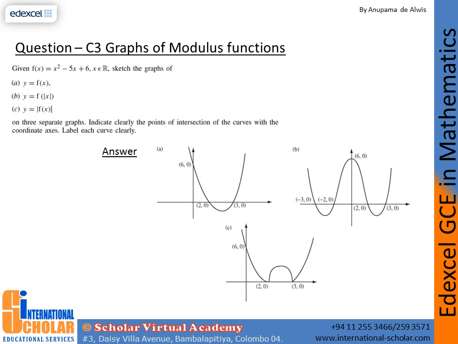In part B, the original graph cuts at x equals 2 and 3. So the reflection of that on the negative x side will cut the x-axis at minus 2 and minus 3. In part C, the same intersecting points will be there, but the graph will not go below the x-axis. The part below the x-axis will be reflected above the x-axis.